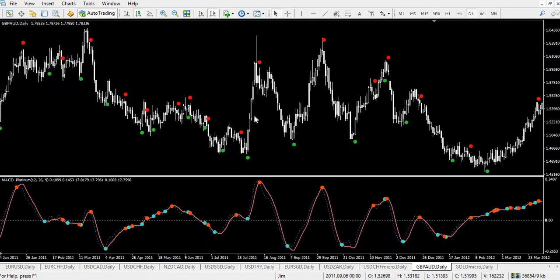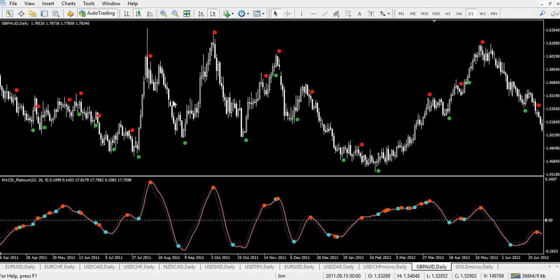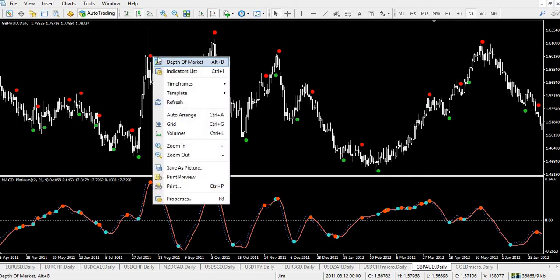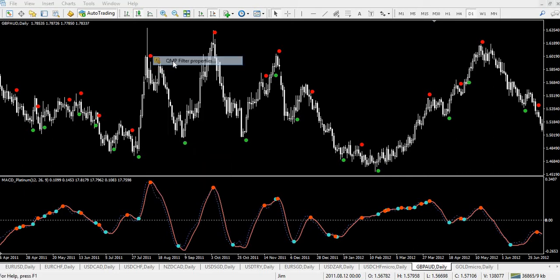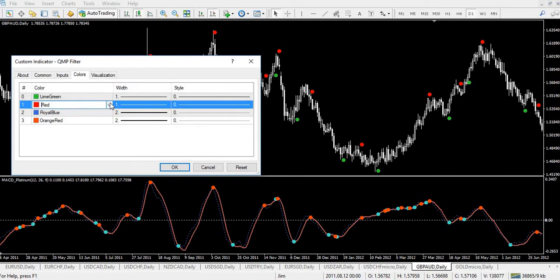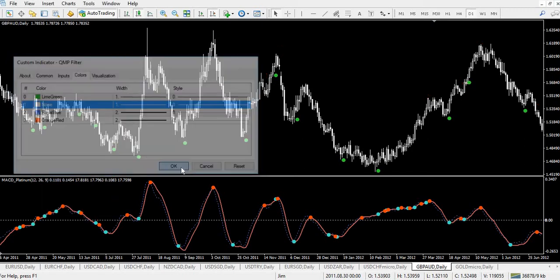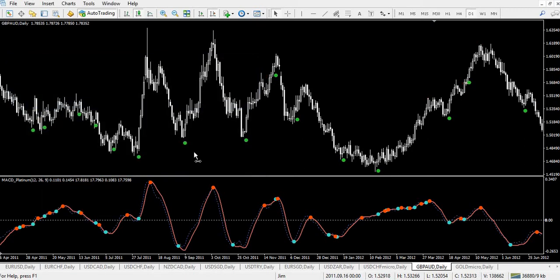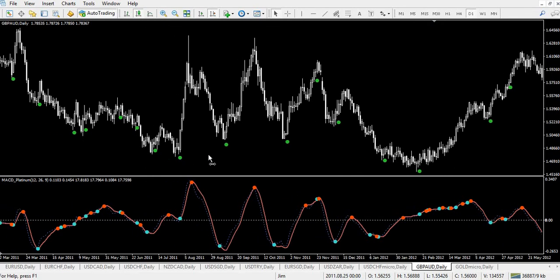I had another one, pound Aussie daily chart also. Let's look at the bullish ones. So what did I say? Just get rid of this. We'll get rid of the red ones. So bullish. What did I say? Price is up. MACD is down. We're looking to buy. So probably a good start there, I think.